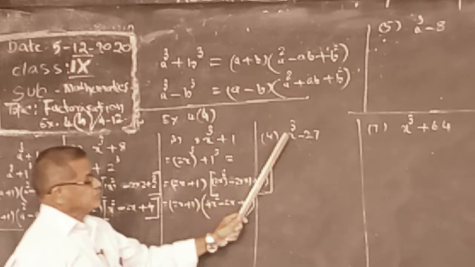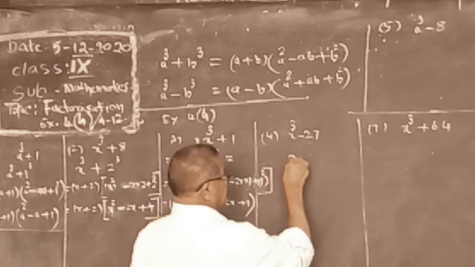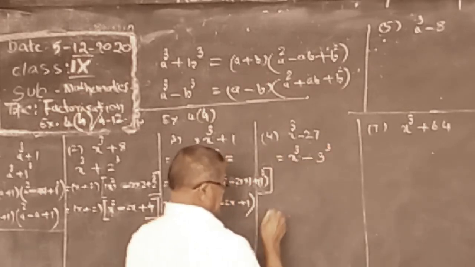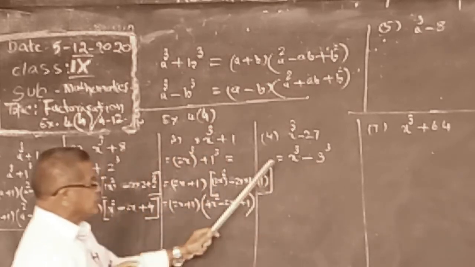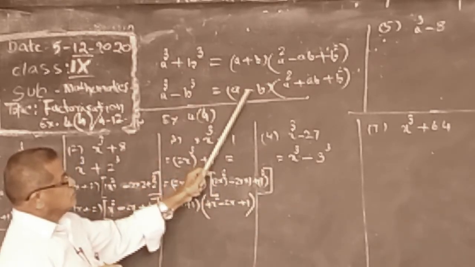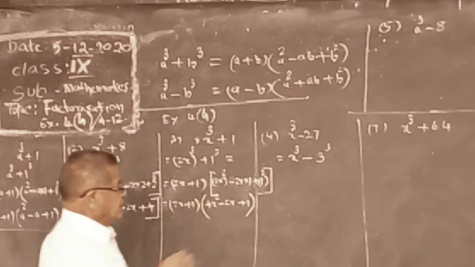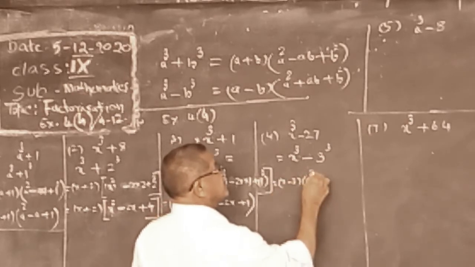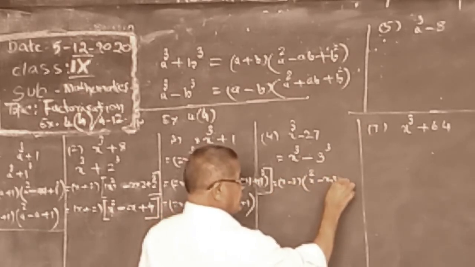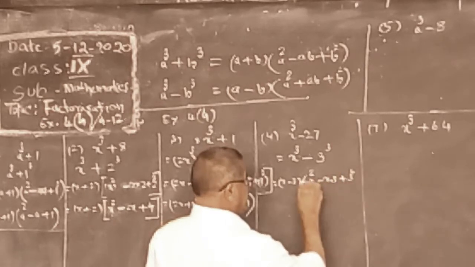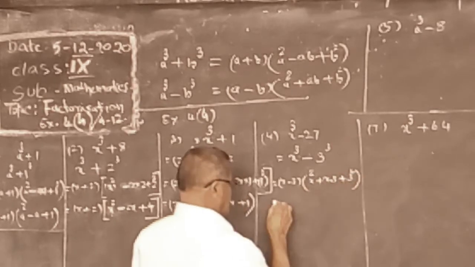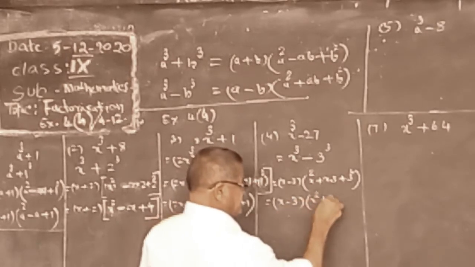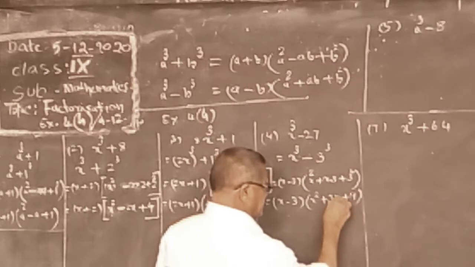Next, x cube minus 27, that is x cube minus 3 cube, a cube minus b cube. Then (a minus b) is (x minus 3), into x squared plus x into 3 plus 3 squared. Minus means inside plus. Now this is (x minus 3) into (x squared plus 3x plus 9). These are the factors.